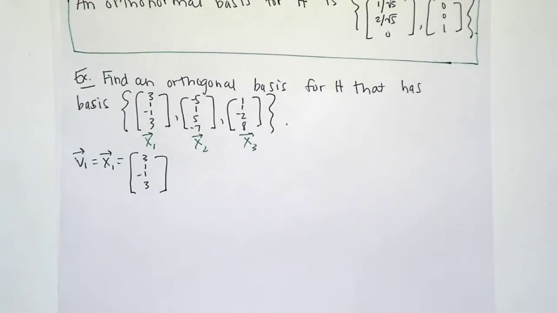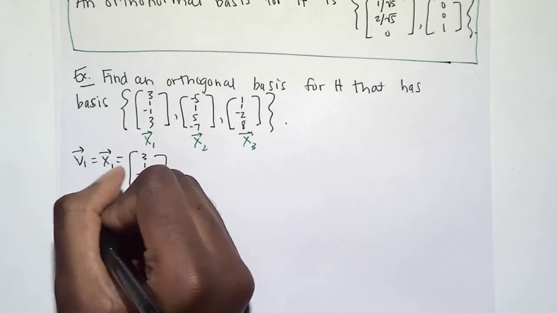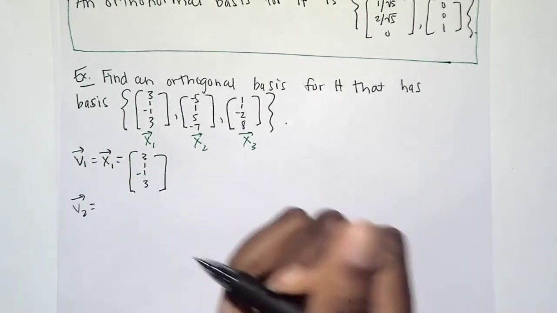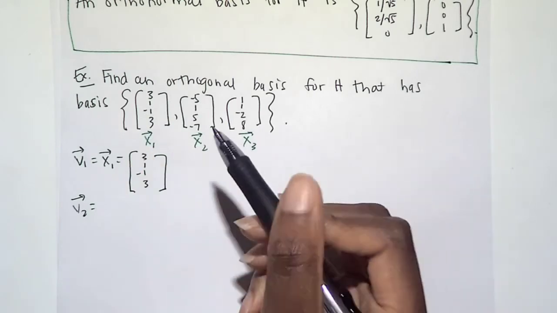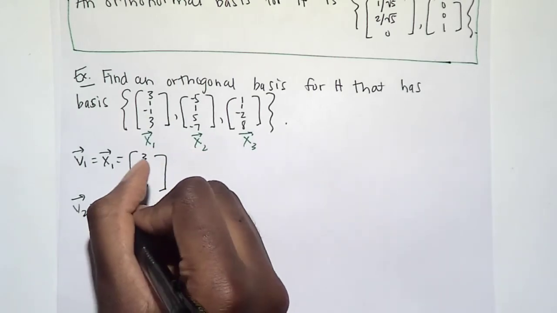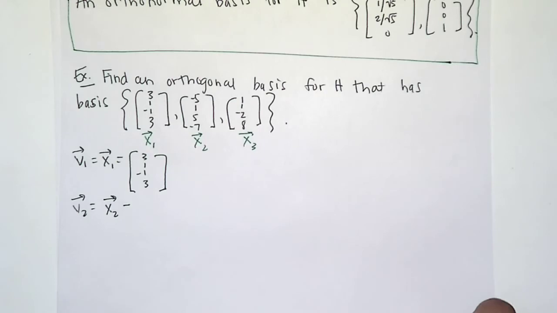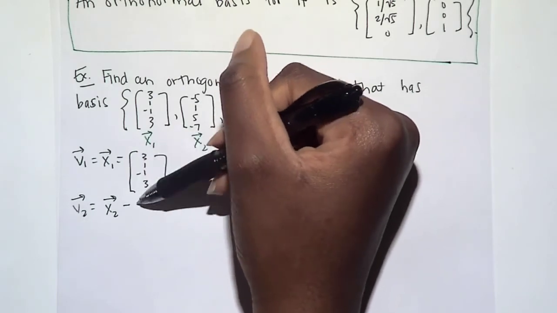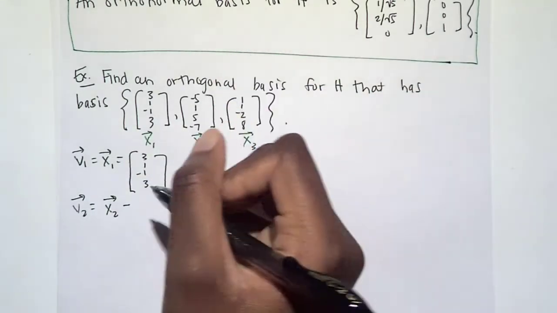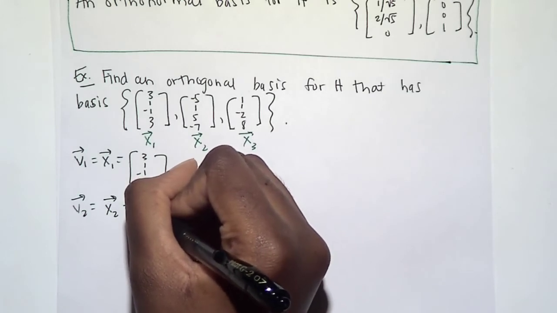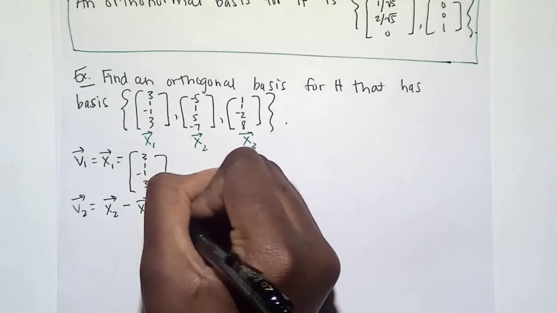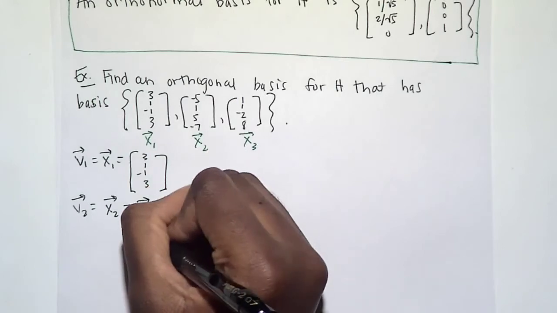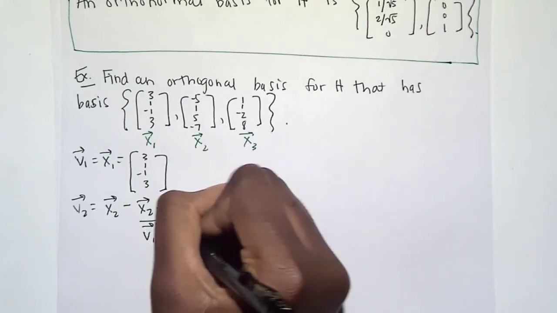All right, then we have to do a little bit of work for the next step. v2, we have to use the projection. So it's going to be x2 minus the projection of x2 onto the first one, right? Because we want to create these two to be orthogonal, so we want to project onto the first one. So we're going to do x2 dot v1 over v1 dot v1 times v1.